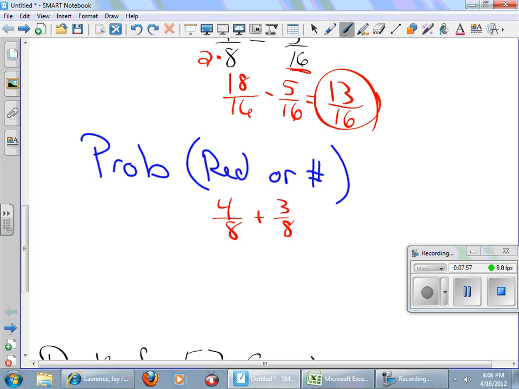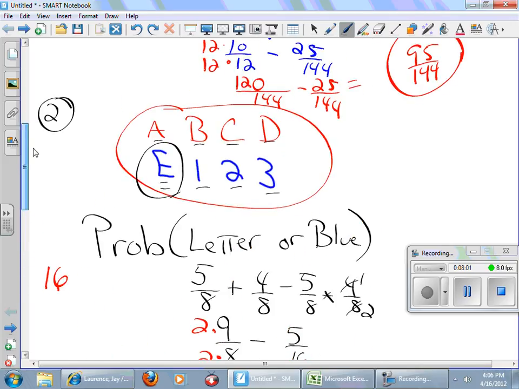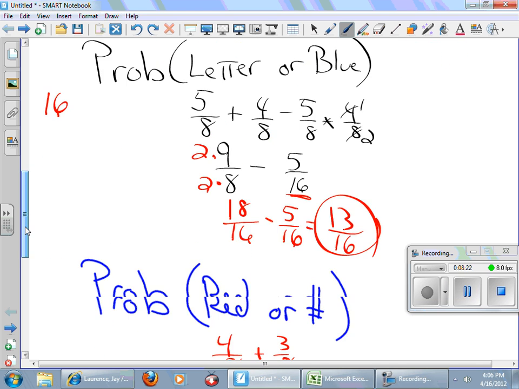Okay. Now, let me ask you this. Is it possible to get both a red and a number? Well, let's see here. A is red, but it's not a number. B is red, it's not a number. C is red, it's not a number. D is red, it's not a number. So none of those do it. E is not red, not a number. Won't count it. 1 is a number, but it's not red. 2 is a number, but not red. 3 is a number, not red. So no, it is not possible.